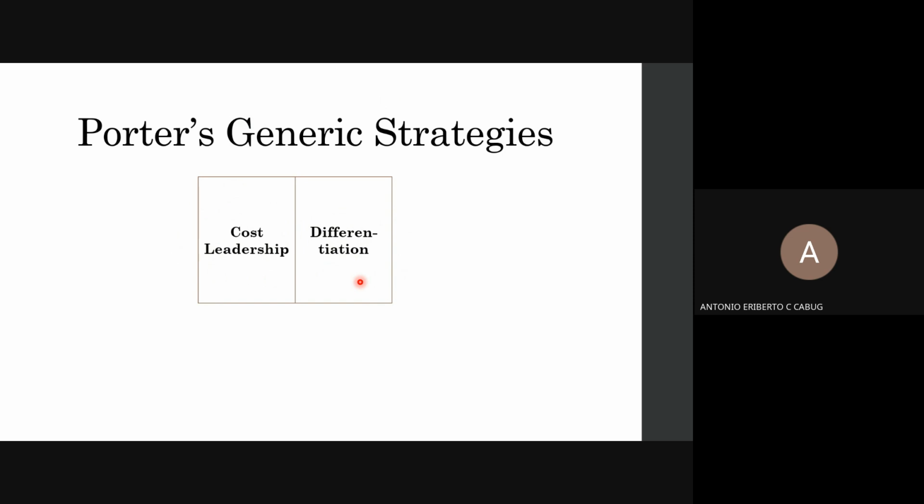Because if you try to be both a cost leader and a differentiator, the tendency is that you are going to end up being in the middle. And you do not want to be in the middle. You cannot be viewed by the customers. Are you the one who's offering the product at the lowest cost? Or are you the one who is the most unique?